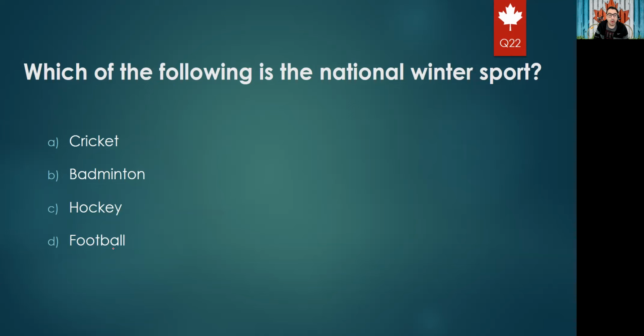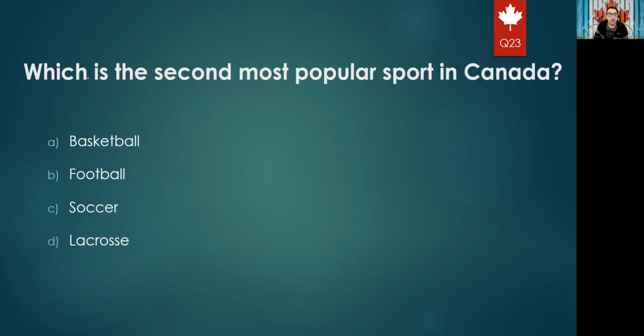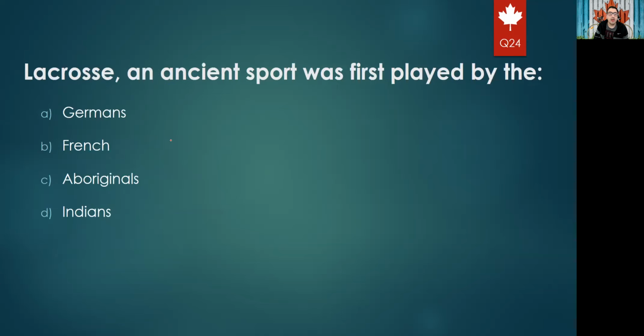Okay. Next question. Which of the following is the national winter sport? Cricket, badminton, hockey, or football? Every Canadian knows and loves hockey. It is the national winter sport, and the most important sport in Canada is hockey. Okay. Which is the second most popular sport in Canada? Basketball, football, soccer, or lacrosse? For sure, football. And lacrosse, an ancient sport, was first played by the Germans, French, Aboriginal, or Indians. Yes, it is an Aboriginal sport, and it's also the official summer sport in Canada.